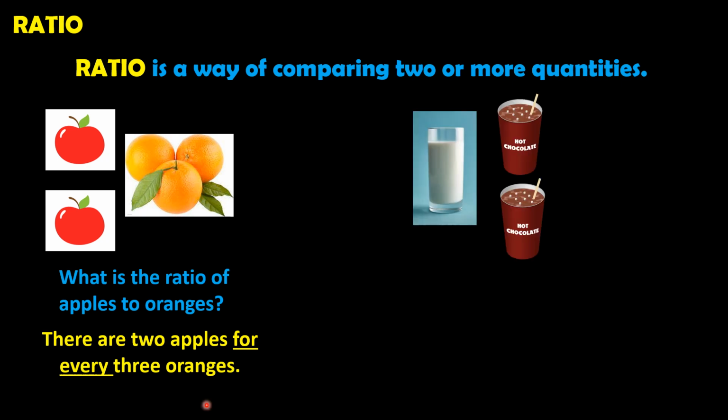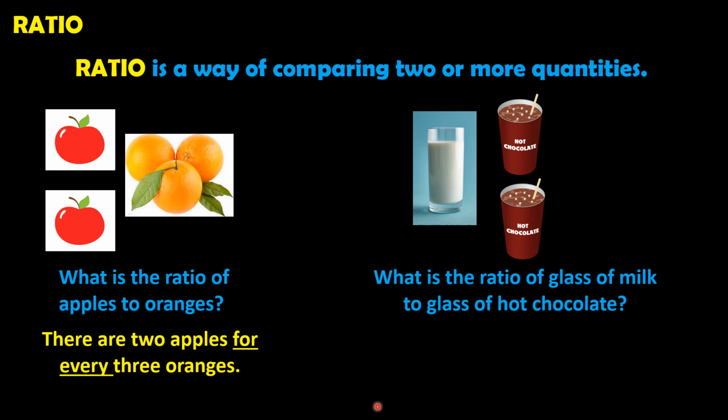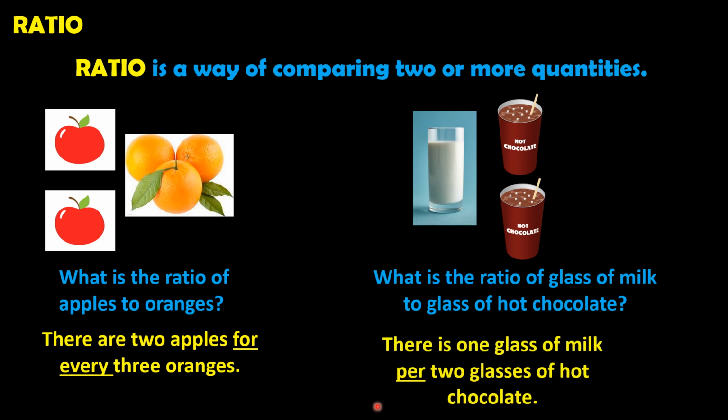Another example is a glass of milk with 2 glasses of hot chocolate. So what is the ratio of glass of milk to the glass of hot chocolate? The answer, there is 1 glass of milk per 2 glasses of hot chocolate. Okay? So, yung naka-underline na for every at yung per na word are just some of the ways of how we can express ratio. And there are more ways we can write ratio.